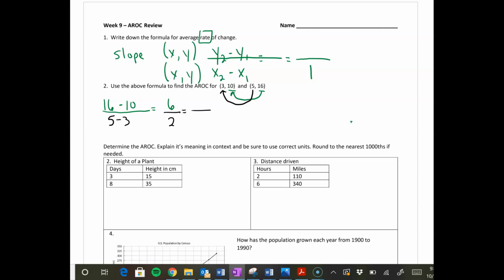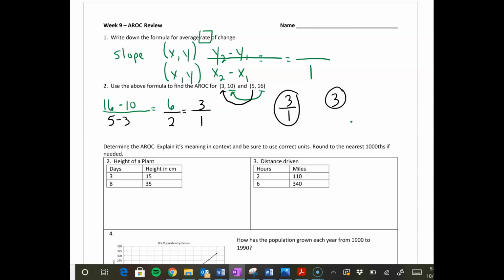And then I'll want to go one step further. And if you don't know what 6 divided by 2 is, you turn on your calculator and you do 6 divided by 2 and you hit your enter button and you'll get 3. Technically, I don't need the 1. So in the answers, you could write 3 over 1, or you could just write 3. And either of these would be fine for the average rate of change.